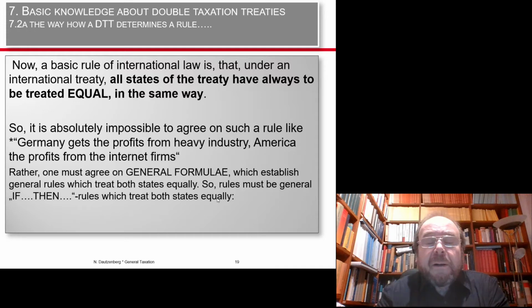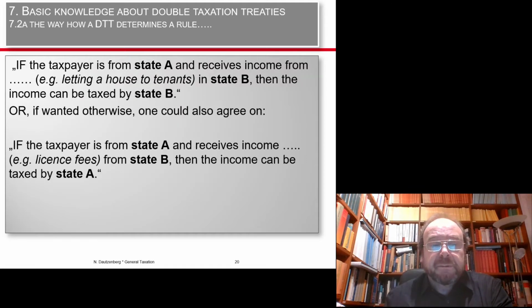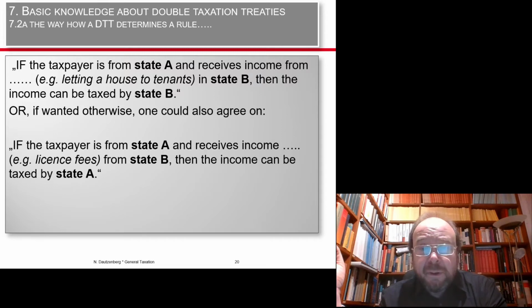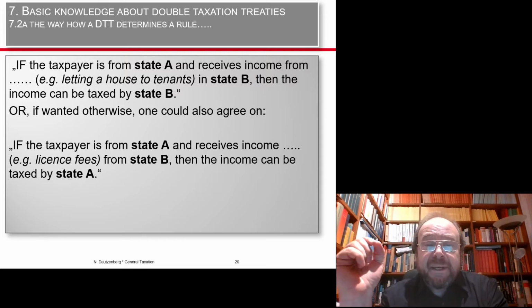So an if-then rule which says if blah blah then. So if the taxpayer is from state A and receives income from state B, then this income can be taxed by state B. So that would be like a mathematical formula where you then have to insert state A and state B according to your individual situation. But the important thing is this formula is a general rule which is valid for both states alike.